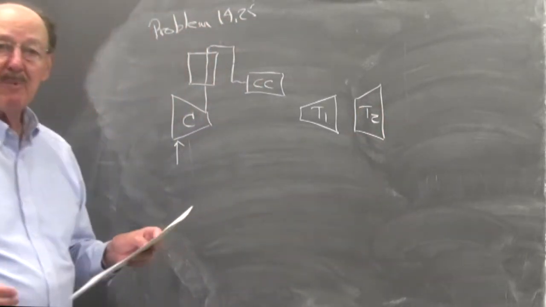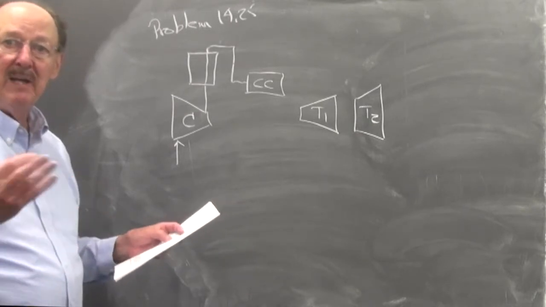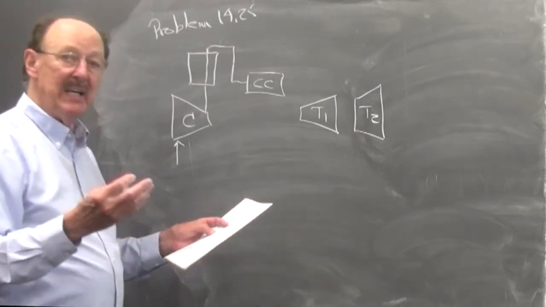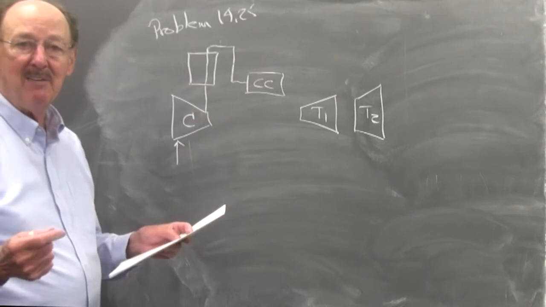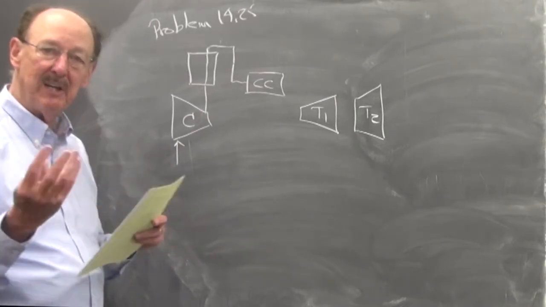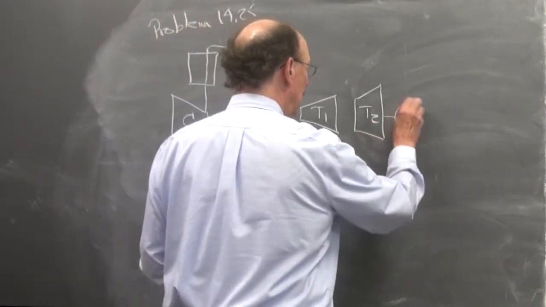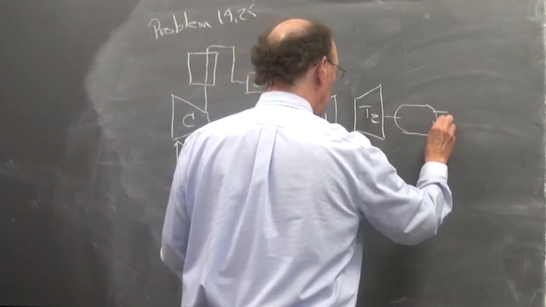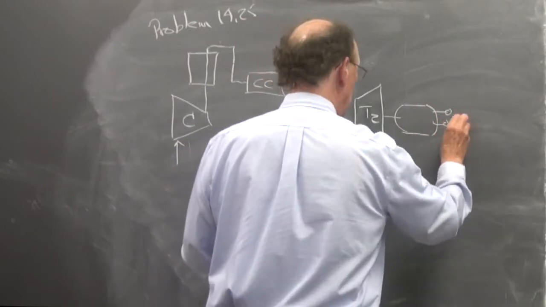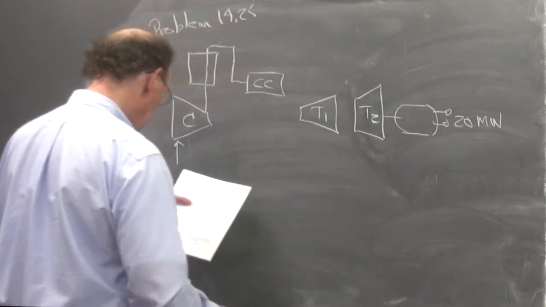And so what's going to happen when I have two turbines is I have one turbine that drives the compressor and the other turbine that provides the power. So this is something they call dual shaft. They have a dual shaft in there, and one of the shafts drives a compressor and the other one is connected to your generator load. So we have a 20 megawatt load.